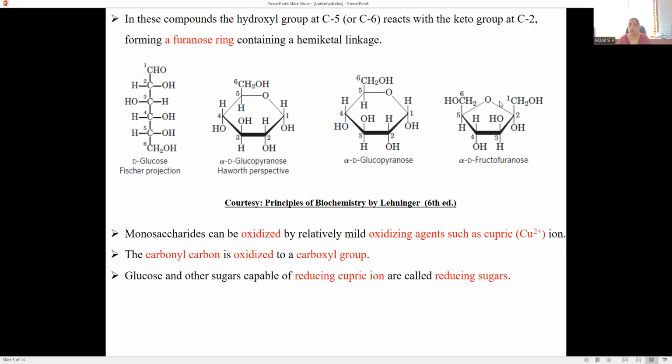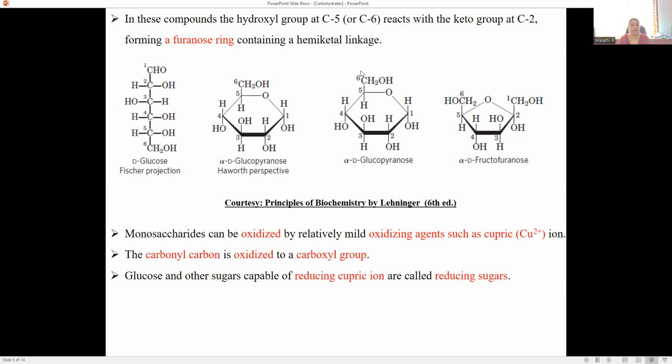In the same way, you also have the formation of another kind of 5-membered ring structure. You will call this a fructofuranose structure. So these structures are possible. These structures are biologically present and naturally present in the physiological system.